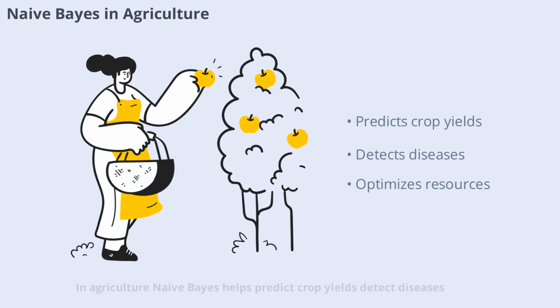In agriculture, Naive Bayes helps predict crop yields, detect diseases, and optimize resource use. By analyzing data from sensors and weather reports, the algorithm supports smarter farming practices.